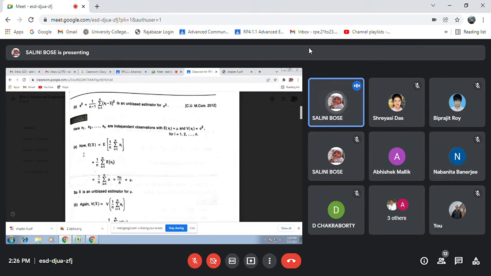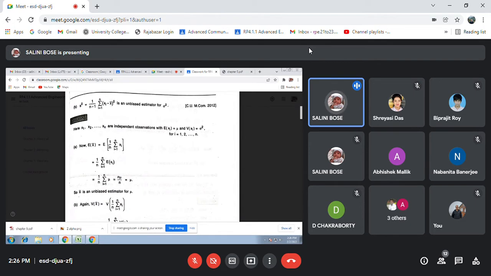That is, the expected value of x bar. X bar means the sample mean. The sample mean is the summation of the samples divided by the number of samples. So if the samples are x1, x2, up to xn, we can say summation of xi from i equal to 1 to n, divided by the number of samples n, so 1 by n.